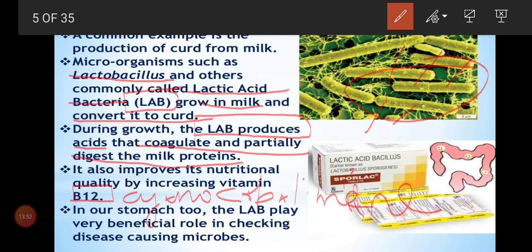Cyanocobalamin. In our stomach too, the lactic acid bacteria play a very beneficial role in checking disease causing microbes. For that only we are insisting to take curd at least once in your day. So this lactic acid bacteria will kill the harmful bacteria which are present in your stomach and also your stomach part. Okay, so this lactic acid bacteria is a very, very useful bacteria.